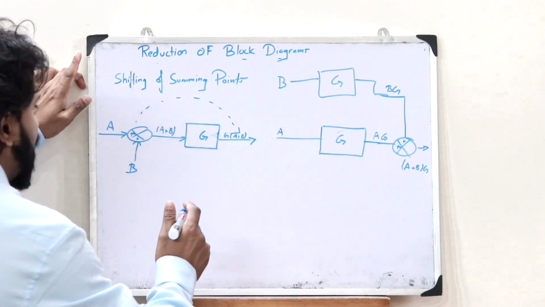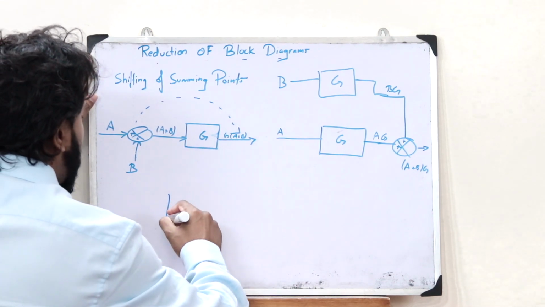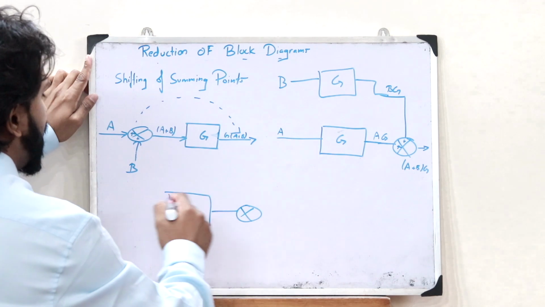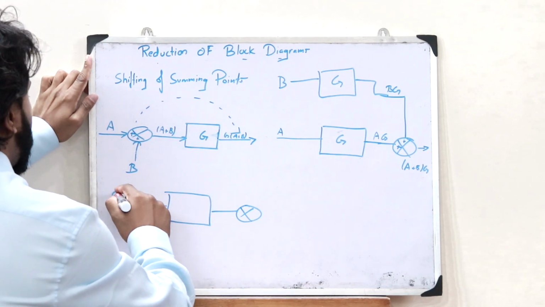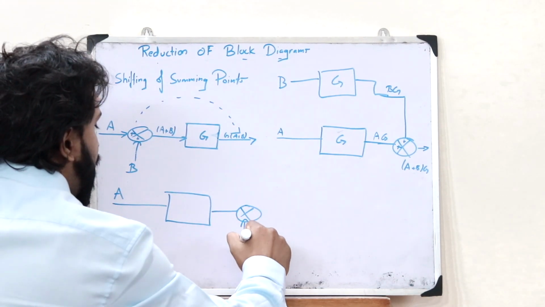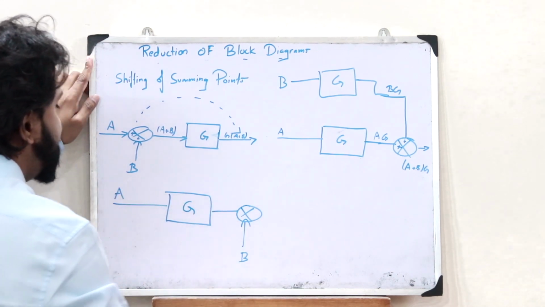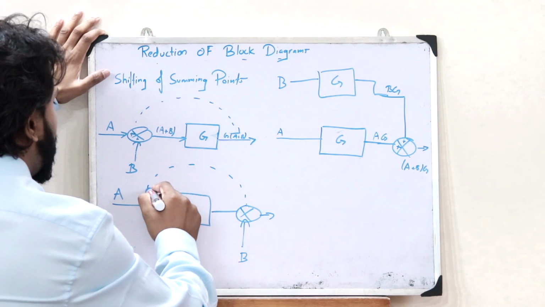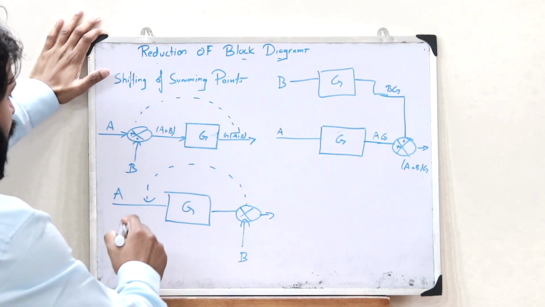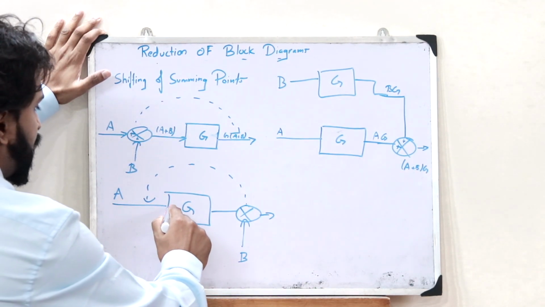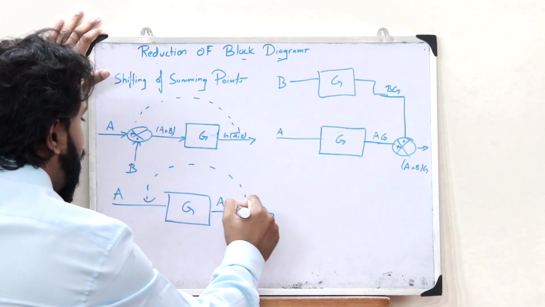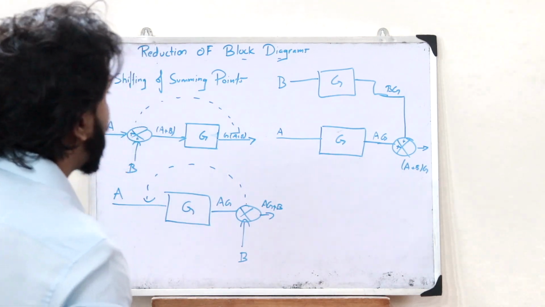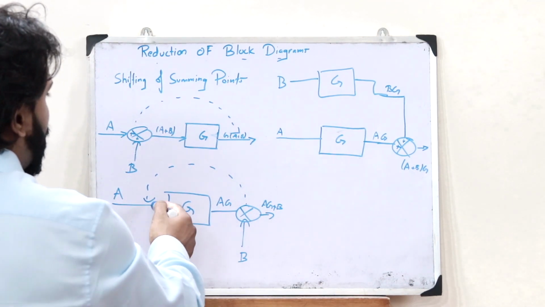Next, let us assume that we need to shift a summing point behind a block. Let us assume we have a summing point like this. Say we have an input A, and here we have an input B, and let this be G. Now let us assume we need to shift this summing point over here. When A passes through G, we would get AG, and here we are supposed to get AG plus B. So now let us shift this summing point over here.